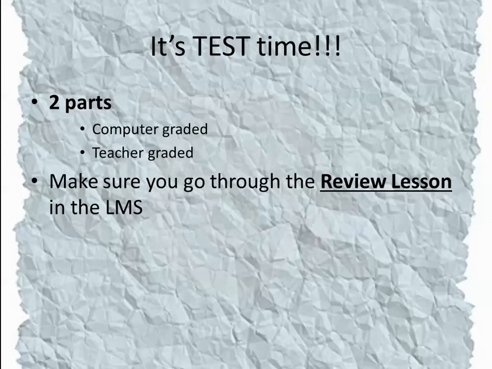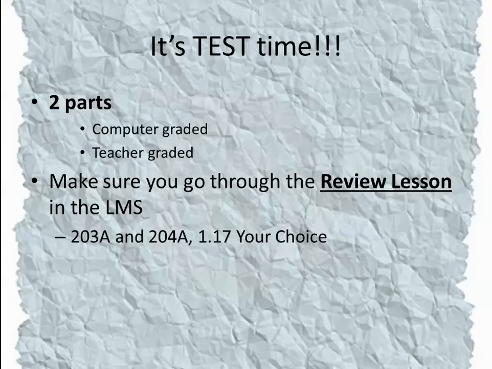Now you need to make sure that you go through the review lesson in the LMS. If you're in Geometry 203A and 204A, this will be lesson 1.17, and it's called Your Choice. As you go through the lesson, they will give you examples to work through and talk about specific concepts. If you're in 202A, then your unit review will be lesson 1.18, and as I just said, you go through there and you click on the links, and they will give you little concept reviews and examples to work out to make sure you understand the material.